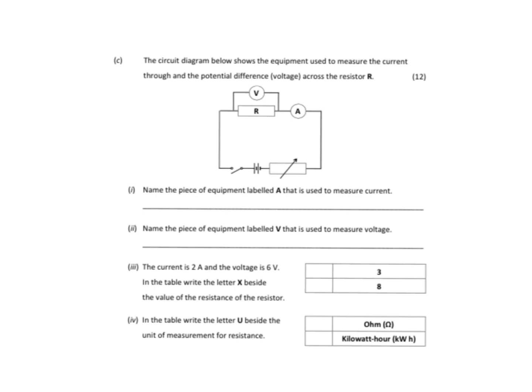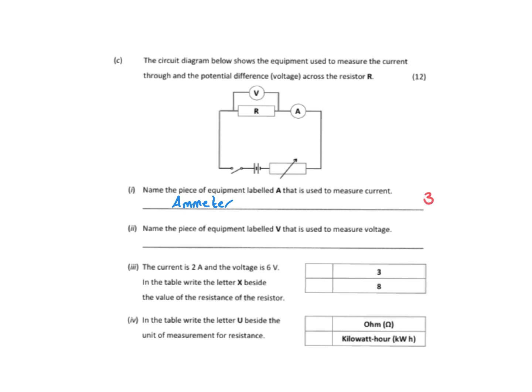So we're going to have a look at a couple of exam questions here based off of that, and we can see that this kind of incorporates everything that we've looked at so far. The circuit diagram below shows the equipment used to measure the current through and the potential difference across the resistor. So we're told already that this here was the resistor. Name the piece of equipment labelled A that is used to measure current. So if it's measuring current, the letter A is giving us a bit of a hint there as well. That's an ammeter. And we will get 3 marks for that.